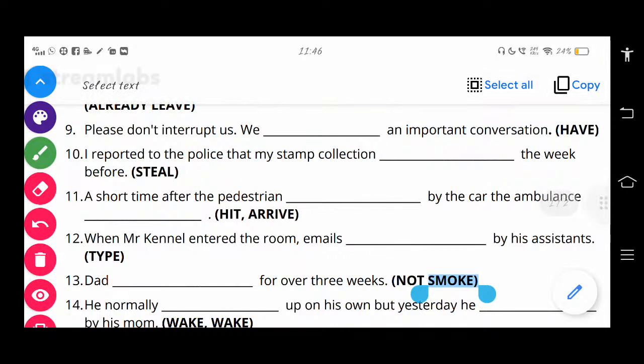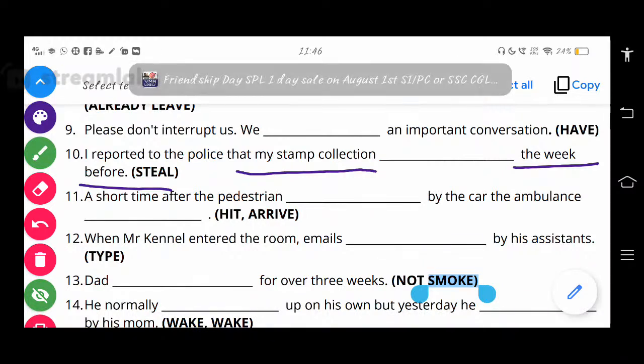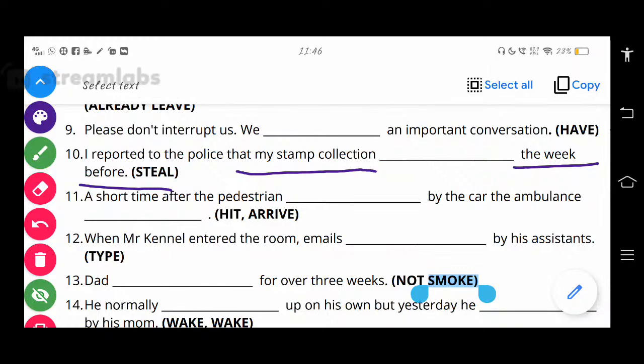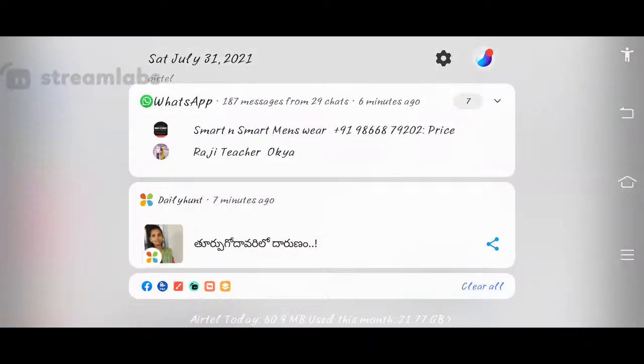Again, you have to think here: the stamp collection is the subject. So the subject is a non-doer, and last week represents a completed action. In the non-doer approach, the completed action has to be expressed by using was or were plus V3. So: I reported to the police that my stamp collection was stolen the week before. We have to answer the question by using was stolen.